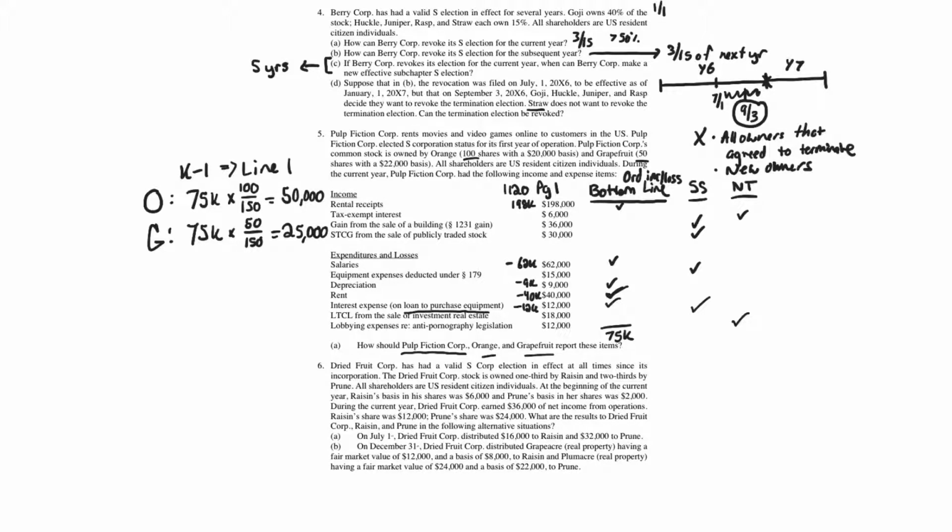For all of the other items, I'm just going to show you an example, all the separately stated and non-taxable ones. Let's just take the 1231 gain of $36,000.